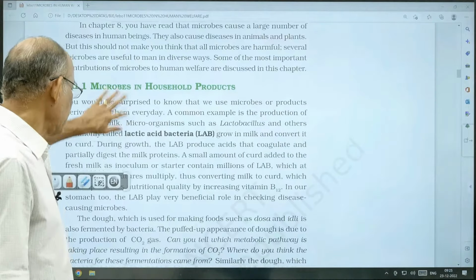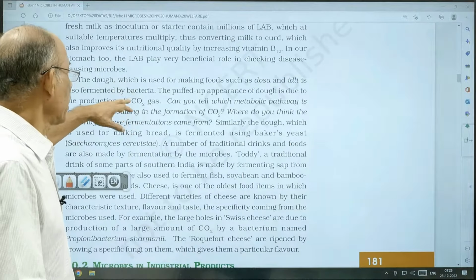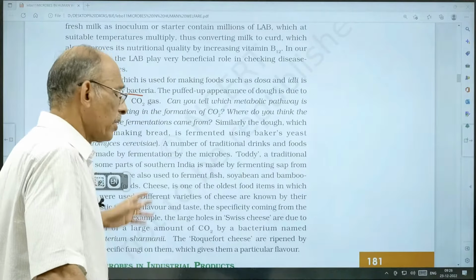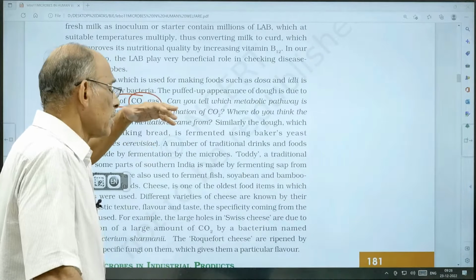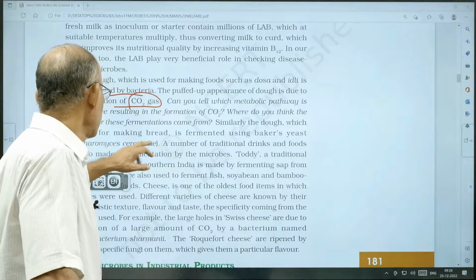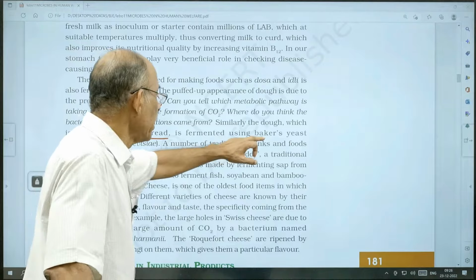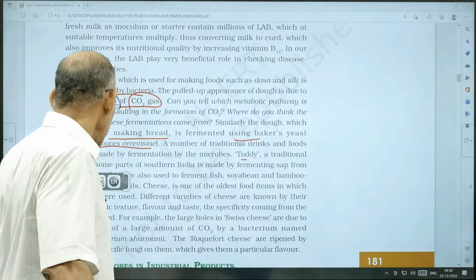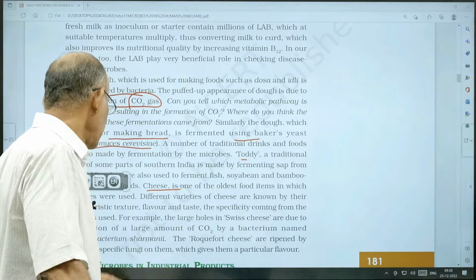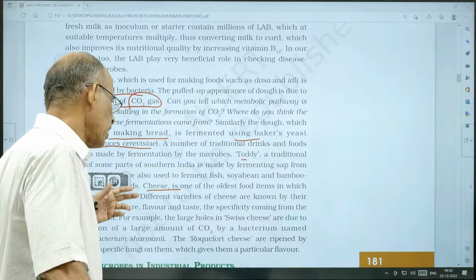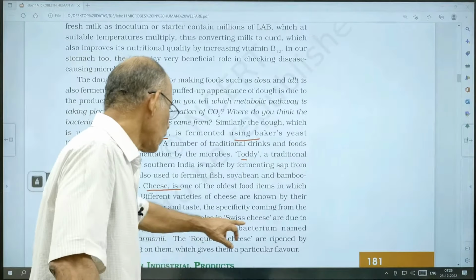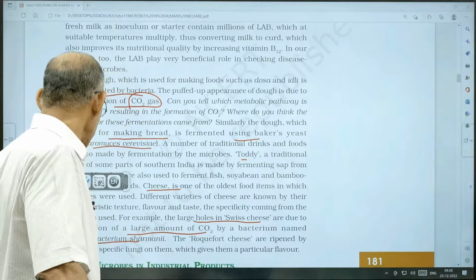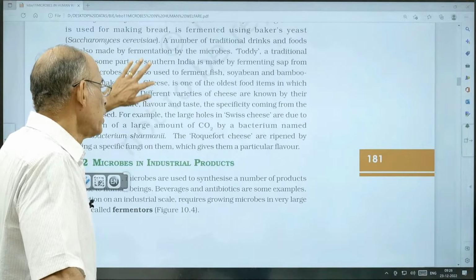Then another is the dough for making idli and dosa. They are fermented by bacteria, and the carbon dioxide gas produced results in a puffed appearance. Similarly, for making bread, baker's yeast, Saccharomyces cerevisiae, is used. Then fermenting toddy, and one of the ancient food materials, cheese. The large holes in Swiss cheese are due to the production of a large amount of carbon dioxide by the bacterium Propionibacterium shermanii. That is household products.